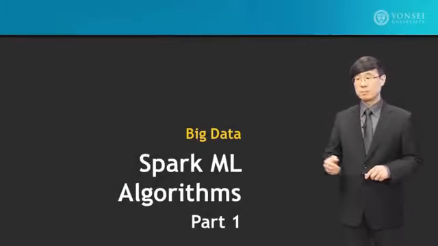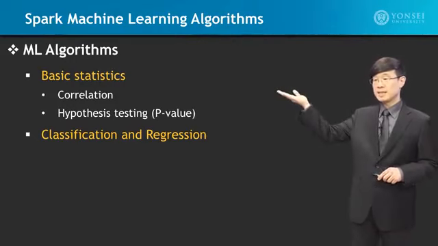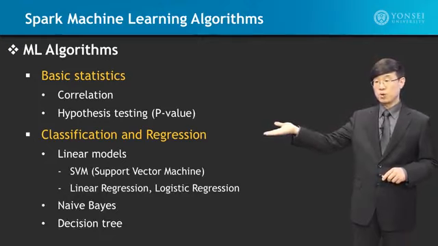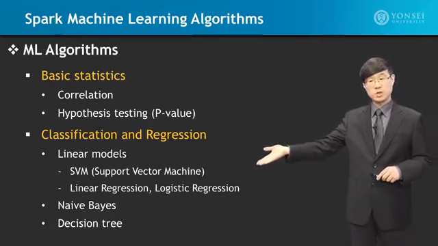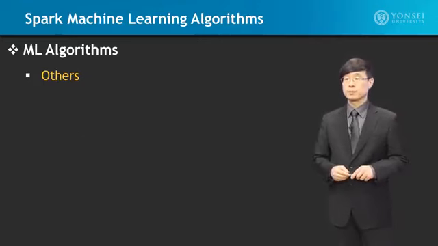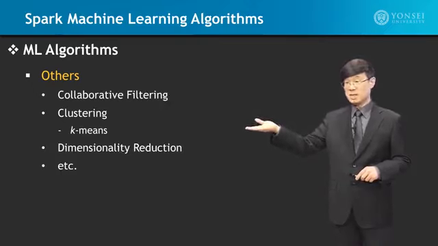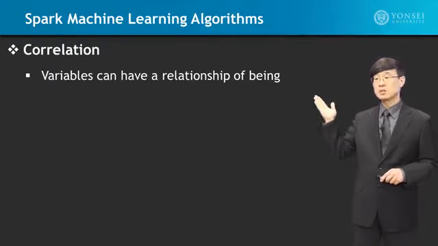Spark machine learning algorithms. There are basic statistics and classification and regression types, where under basic statistics, there are correlation and hypothesis testing. Under classification and regression, there are linear models, which include support vector machine, linear regression, logistic regression, naive Bayes, and decision tree. And some others are collaborative filtering and clustering. One of the most famous ones is k-means, dimensionality reduction, and others. Let's look into that list.